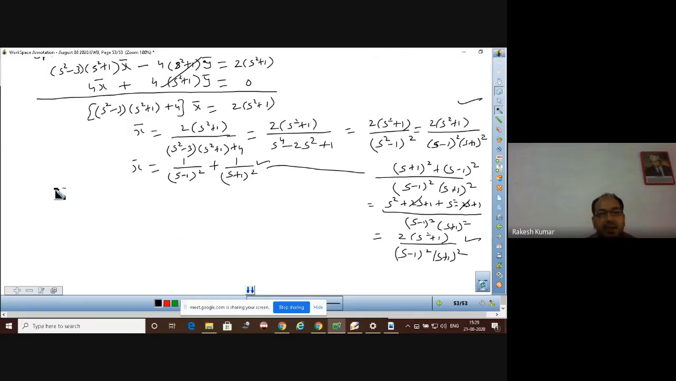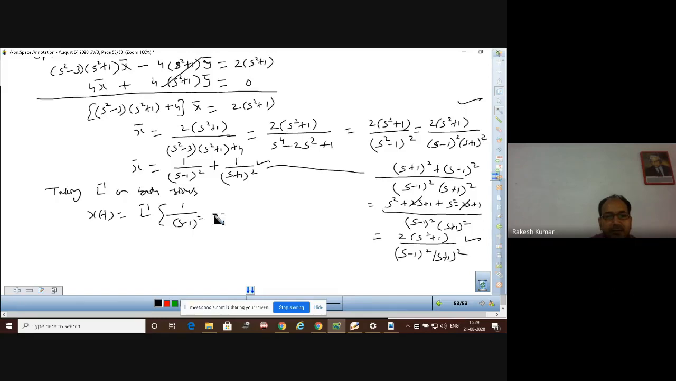Now you can take the L inverse. Taking the L inverse on both sides, you can get the value of x of t. So L inverse of 1 over (s - 1) whole square plus L inverse of 1 over (s + 1) whole square. It is very easy to find out the value of x(t) and y(t).